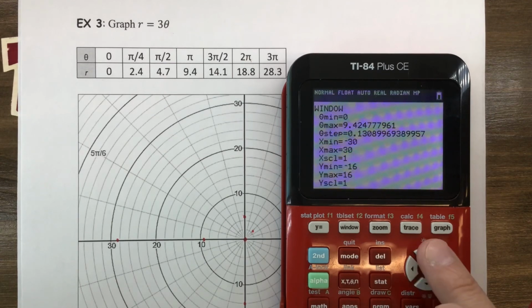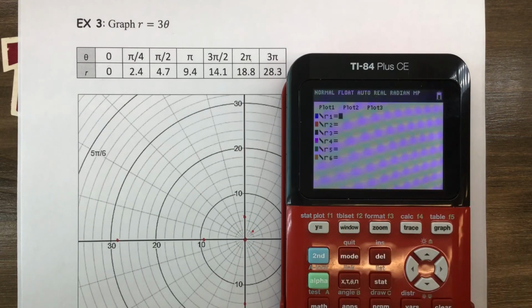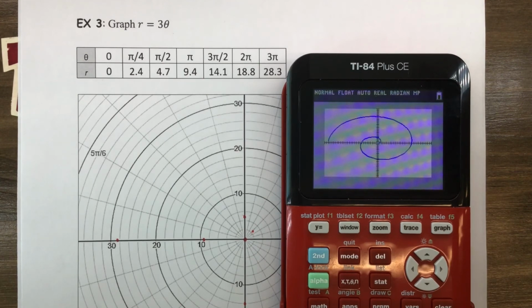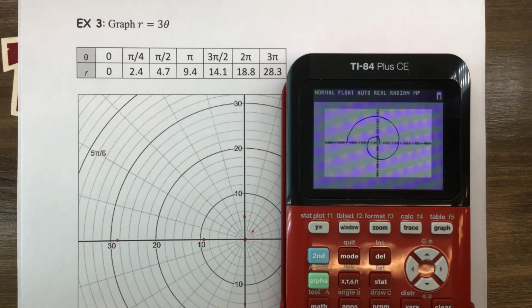For the y values here, I've got -20. You can't see that on screen, but I go down to about -20. Actually, let's just do -30. And the max will do 30, and then I'll square up the screen. Then the equation is simply 3 theta. We hit graph. There's our spiral. It's a bit squished because of how the screen is set, so I'm going to go to zoom and hit 5 to square it up. And that'll give you that true looking spiral that we have.